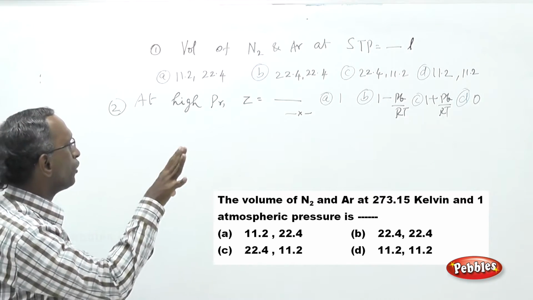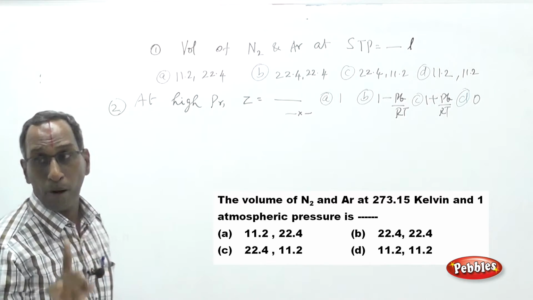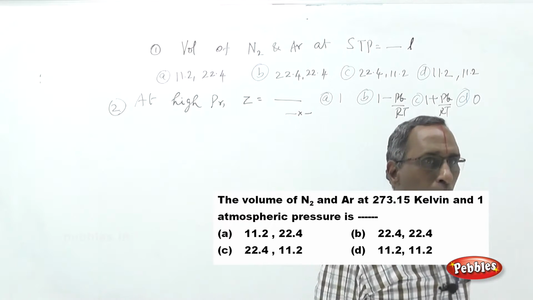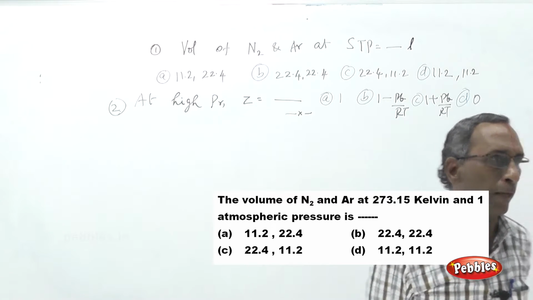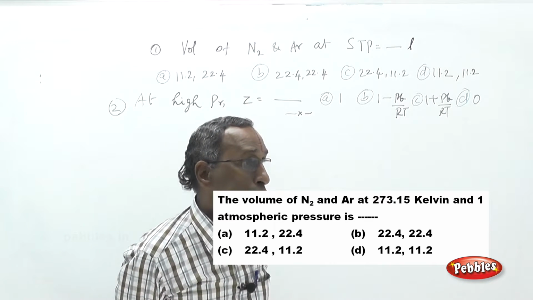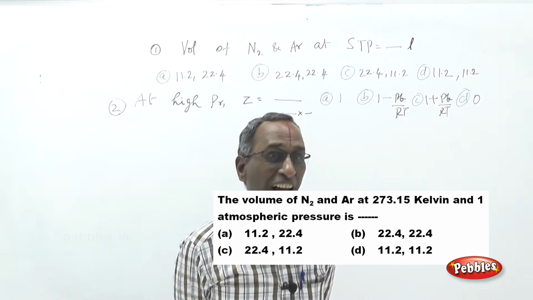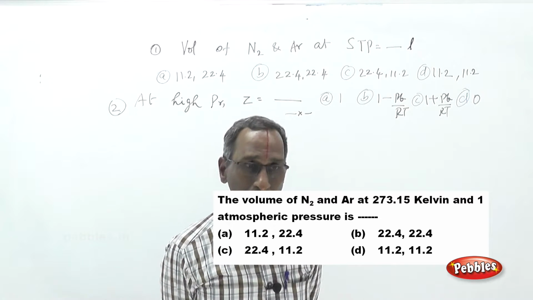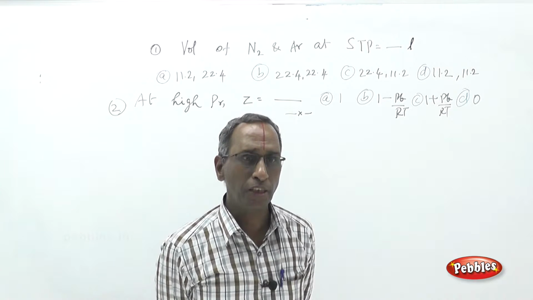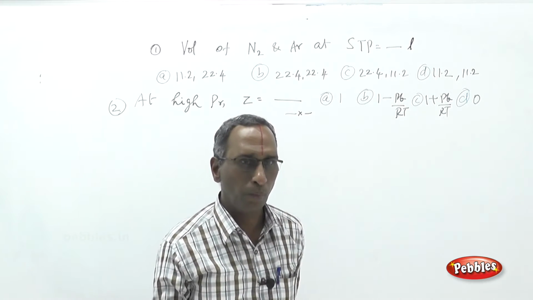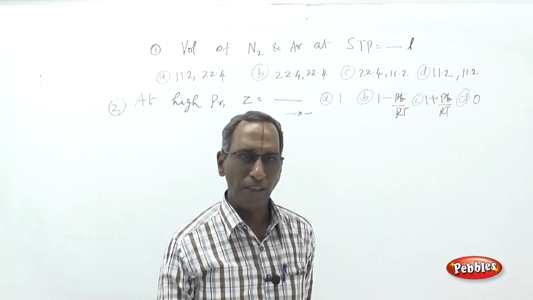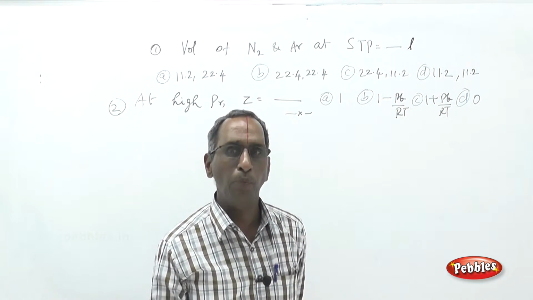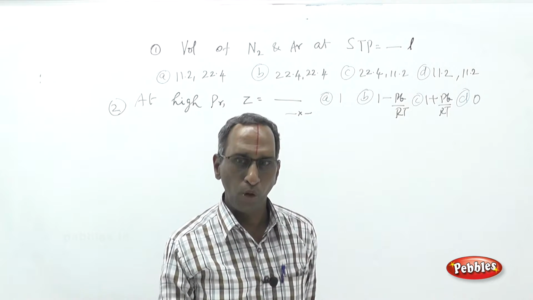It tries to confuse, but we have to bear in mind the molar volume concept: 1 mole of any gas at STP occupies 22.4 liters. N2 means 1 mole of nitrogen. Ar means 1 mole of argon. The atomic weight and molecular weight are the same for argon, but different for nitrogen. That is not the question. 1 mole means 1 mole.